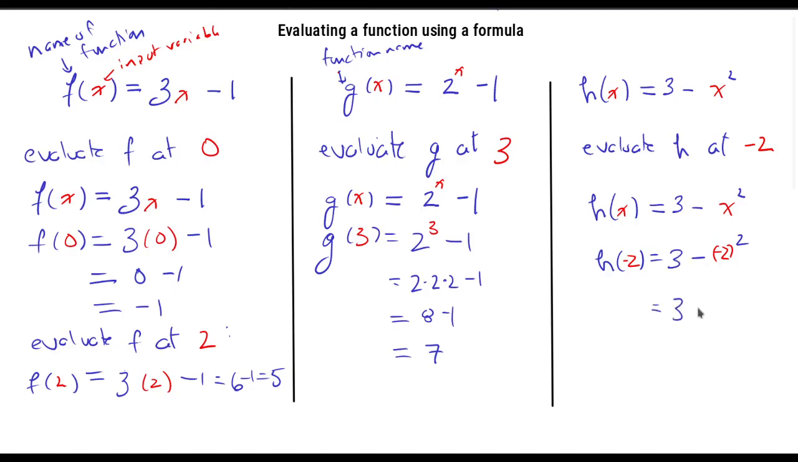So then we simplify. Negative 2 squared is negative 2 times negative 2. Negative 2 times negative 2 is the same thing as positive 4. So 3 minus 4 gives us negative 1 as our output.